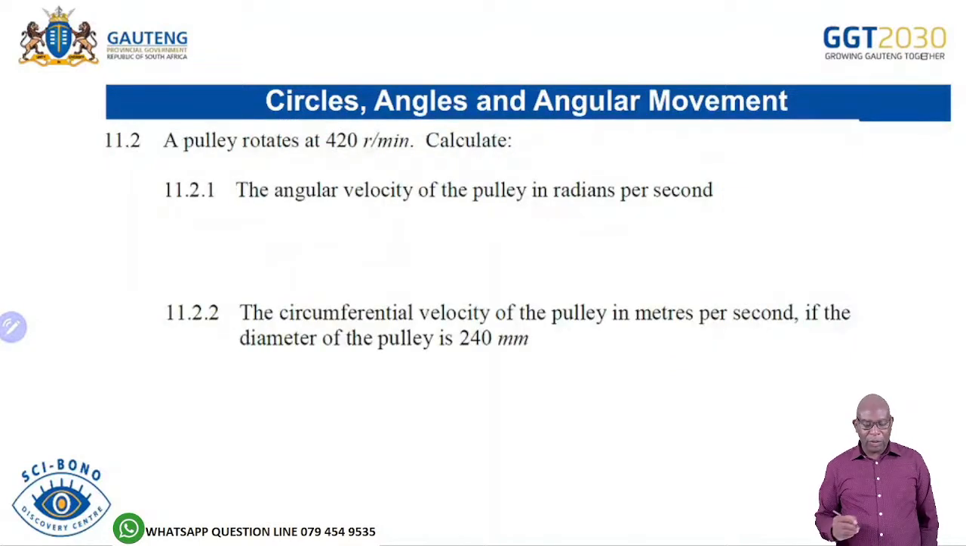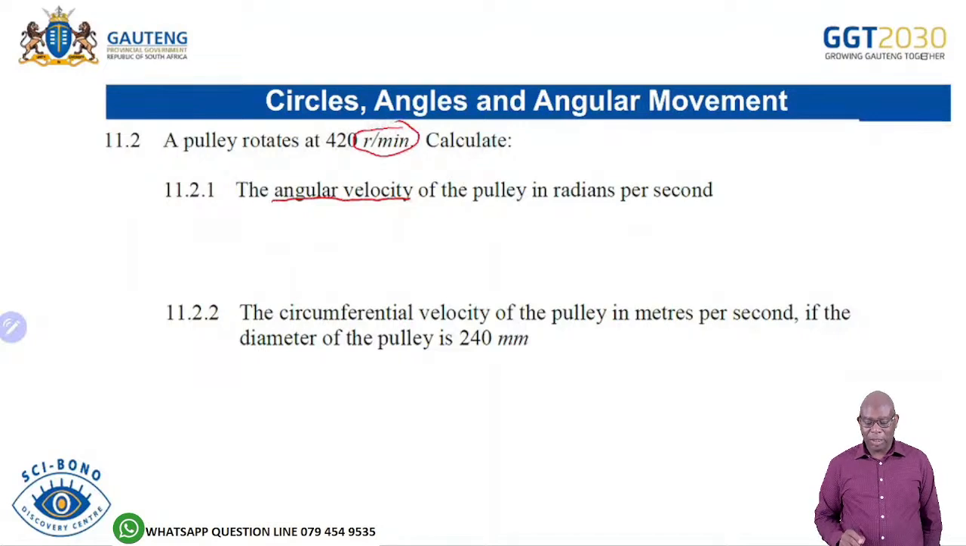Now let's look at 11.2. This also, it's straightforward. Why I say so? Because if you go to your formula sheet and look for this word here, angular velocity, you'll get it, and it is attached to a formula. The only challenge there will be when it is given, you see, it is given r per minute, revolutions per minute.